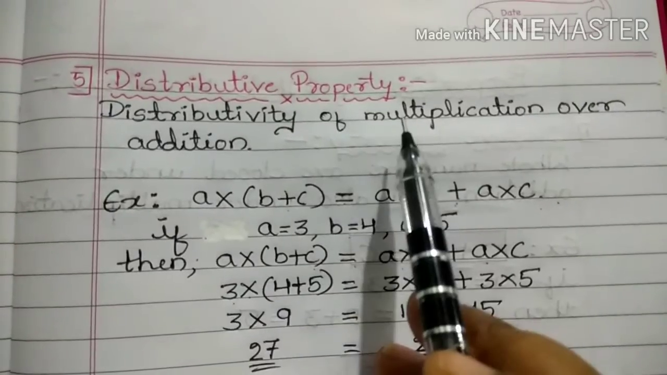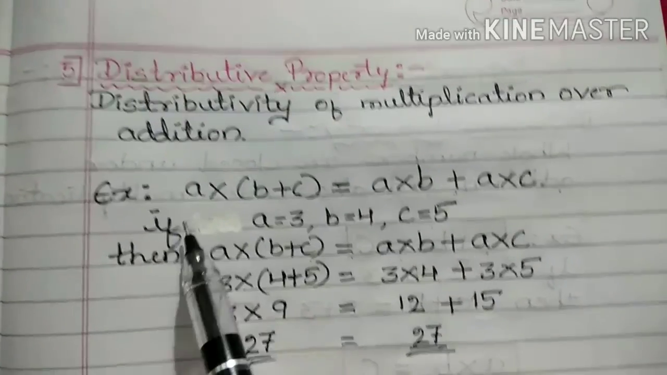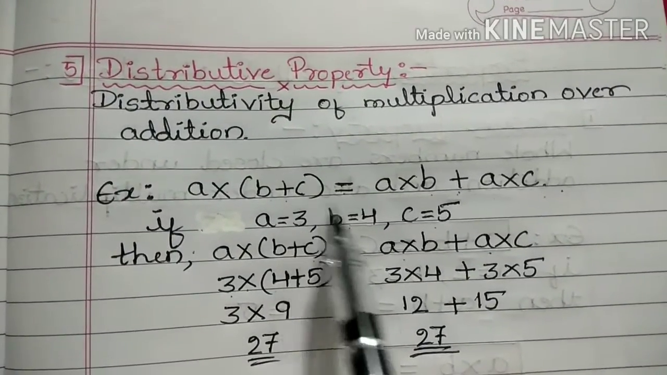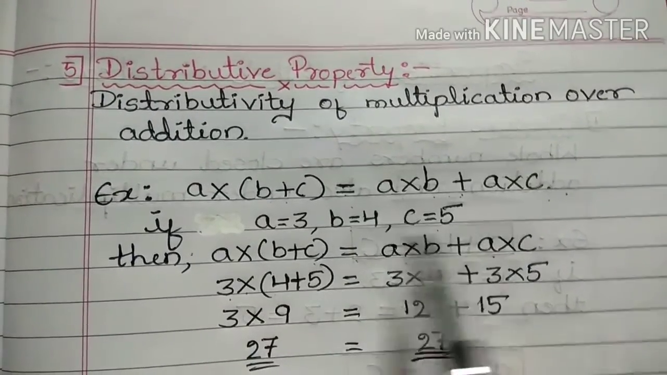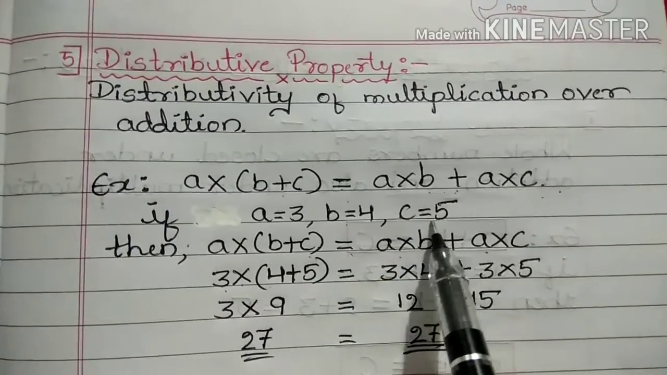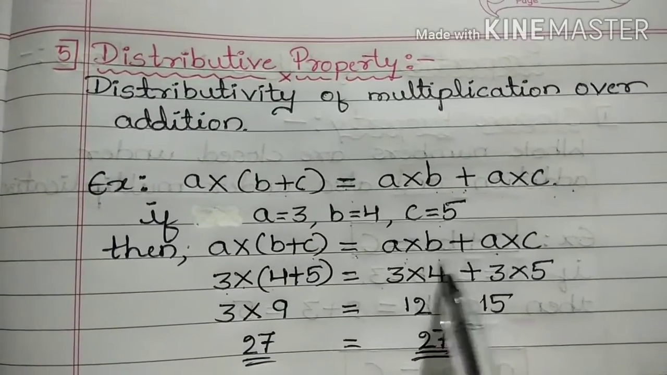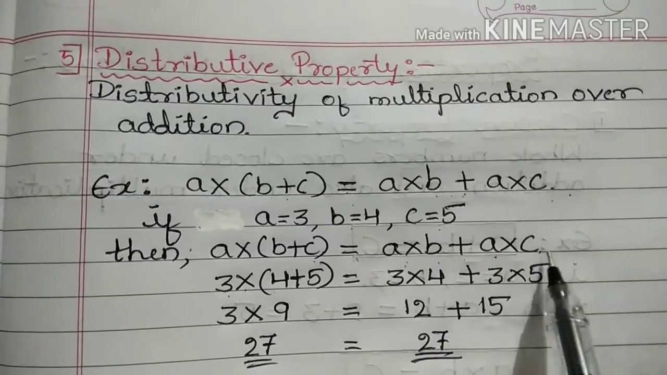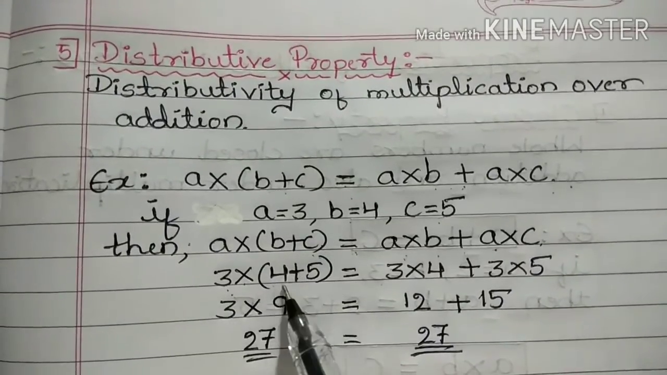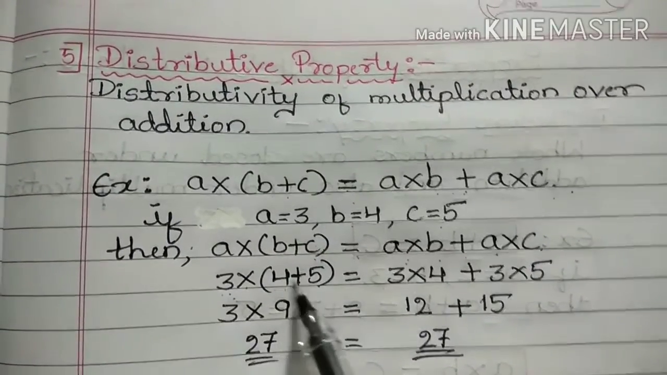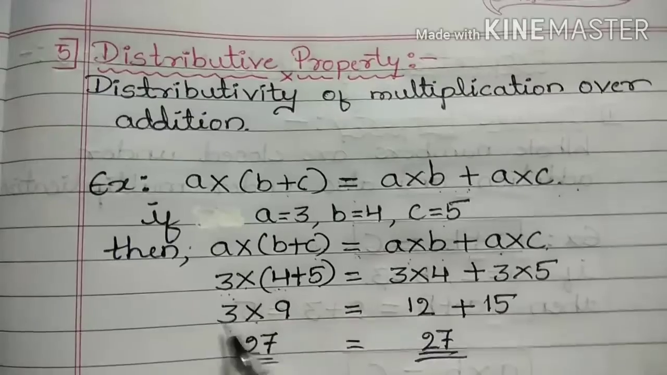So the fifth one is the distributive property, distributivity of multiplication over addition. So let us learn a × (b + c) equals a × b + a × c. Consider the values of a, b, c as 3, 4 and 5. Now put the values in that place: a is 3, b is 4 and c is 5. So 3 × (4 + 5). Here 4 plus 5 means 9. So 9 threes are 27.